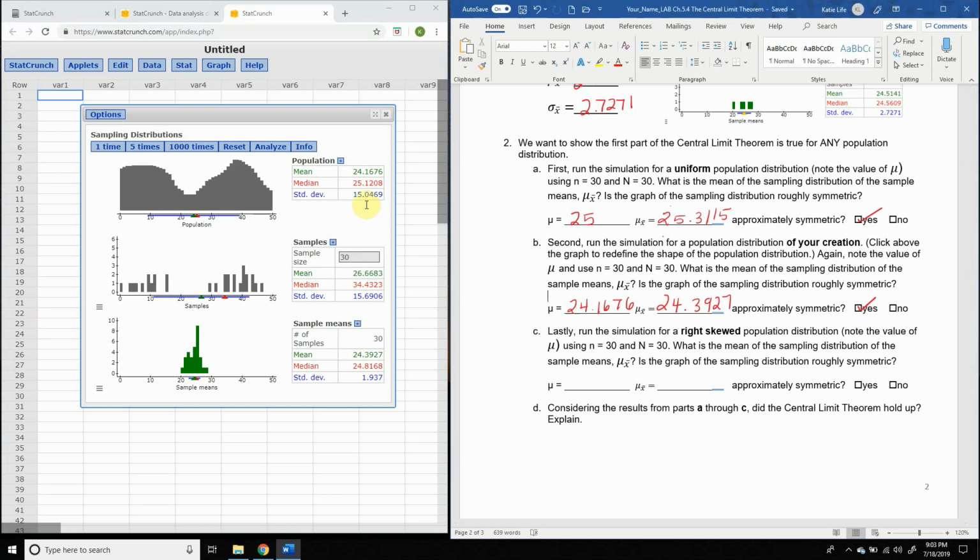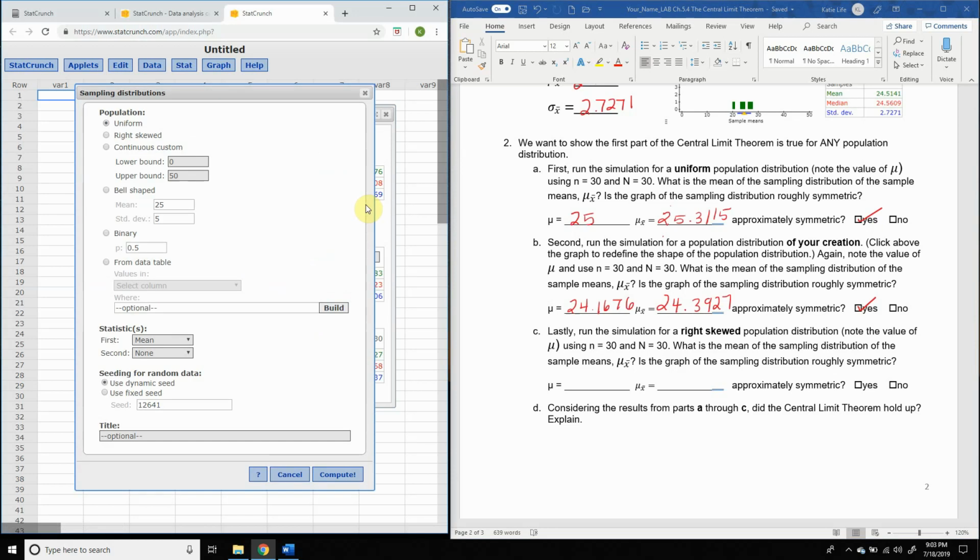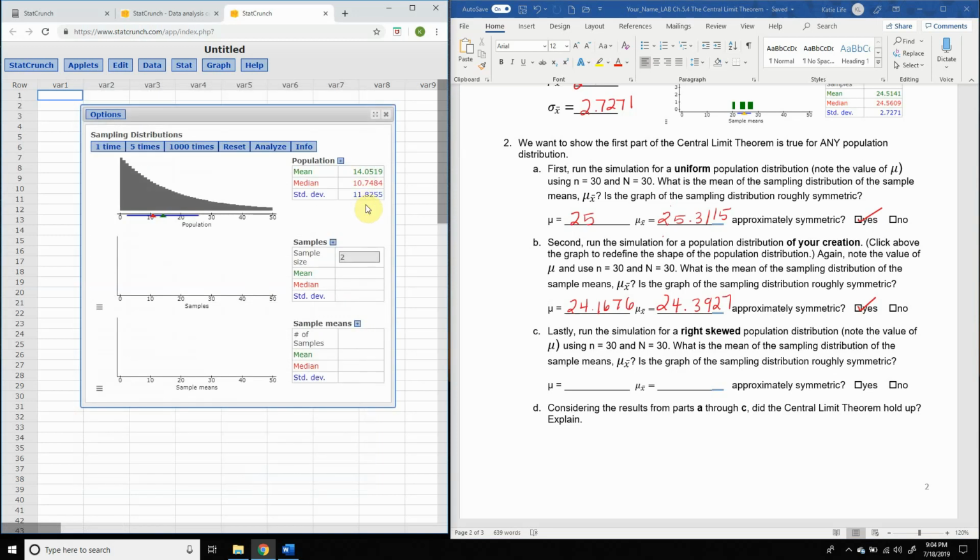One more test here. We're going to run the simulation for a right-skewed population. So we're going to click Options and Edit to go back to the different types of distributions for the population. I'm going to click right-skewed, Compute. So there I've got a right-skewed graph. The mean there is 14.0519. So we've got a right-skewed distribution. Sample size, let me adjust that back to 30. And we're going to click this button 6 times.